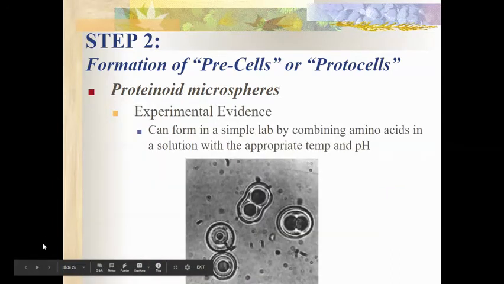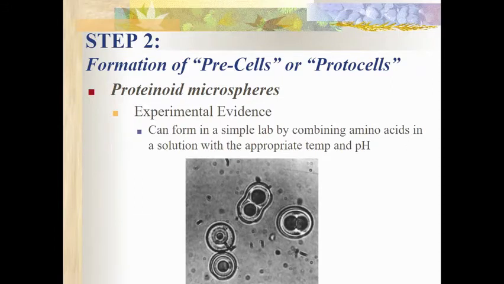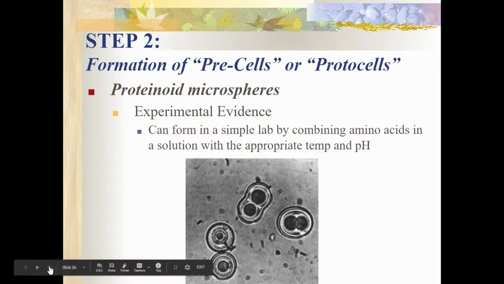The experimental evidence that supports this idea of proteinoid microspheres is that these can actually be formed in a simple lab by combining amino acids in a solution with the appropriate temperature and pH. So we would be able to form these if we have the right conditions, just like they would have been able to form spontaneously on early Earth under those same sorts of conditions.